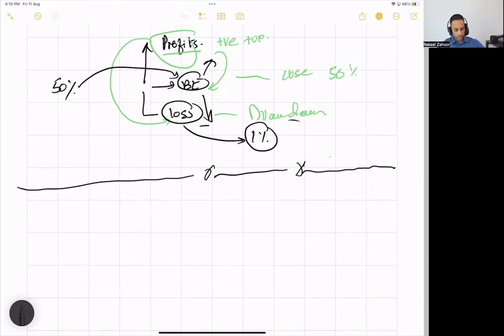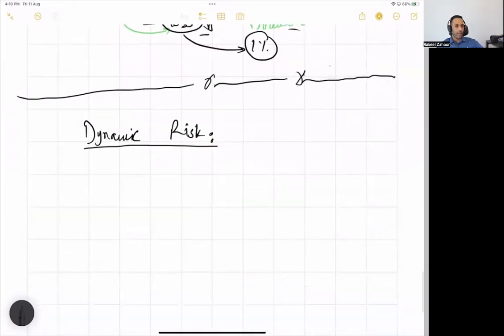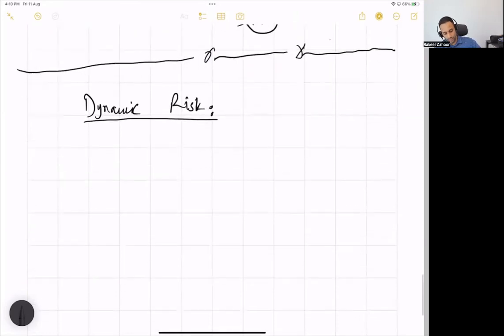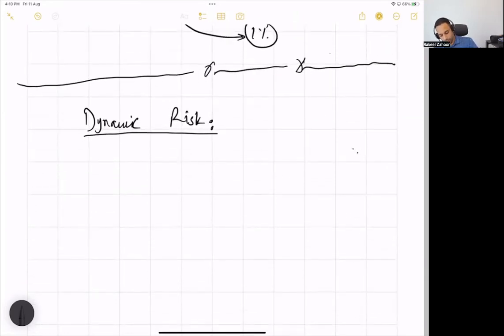So next, what we're going to talk about is dynamic risk. Dynamic risk, that's what we're going to talk about now. Dynamic risk is when you initially start off with a smaller risk amount. Let's say, for example, you have 2% risk.